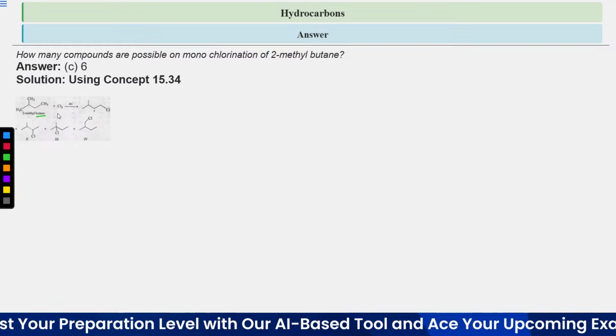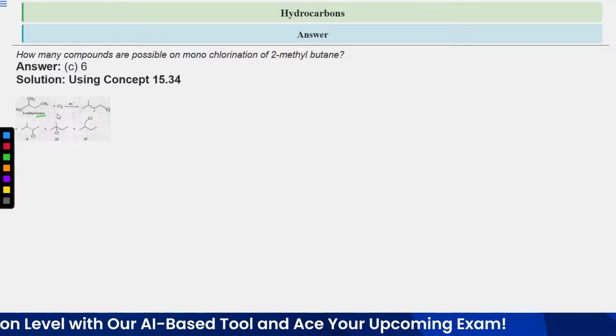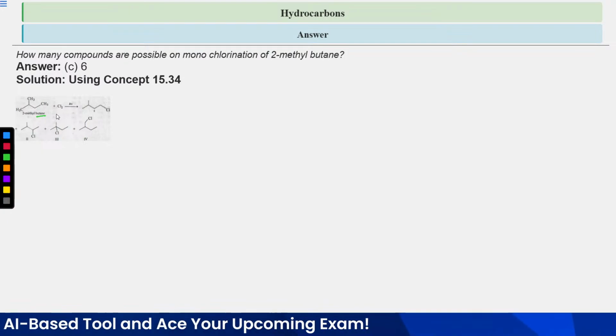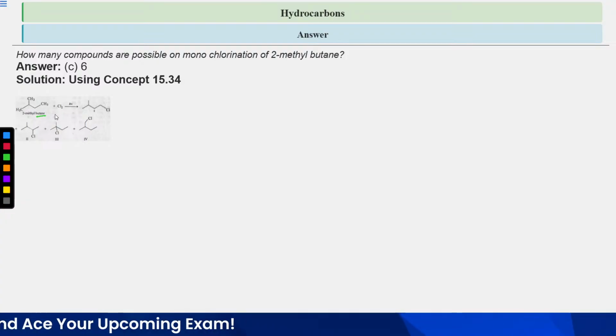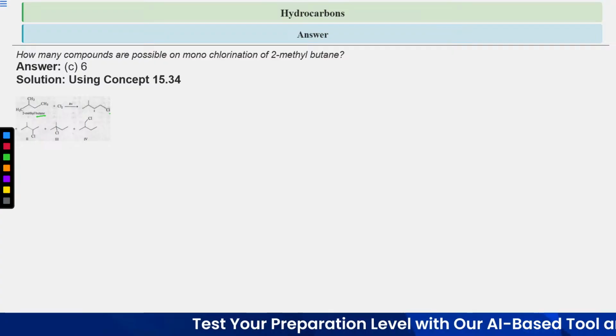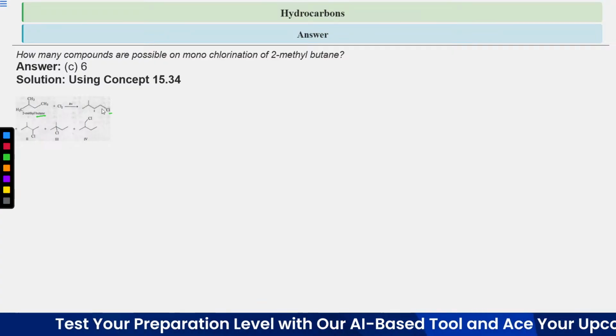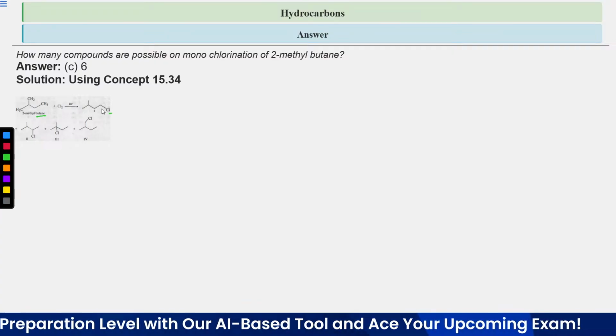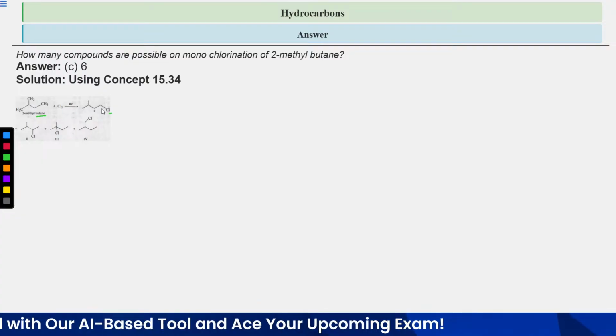So when you do the monochlorination of 2-methyl butane, that means when you react 2-methyl butane with 1 chlorine molecule in the presence of light, it will form 4 products. You can see first, second, third, fourth. The first one has a long chain of butane, having at the second position a methyl group attached, and at the fourth position we have a chlorine.